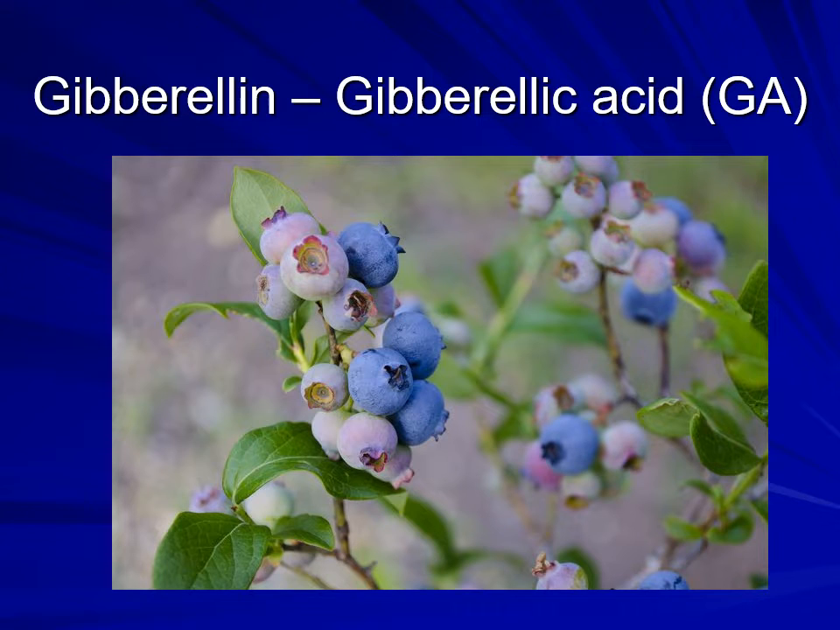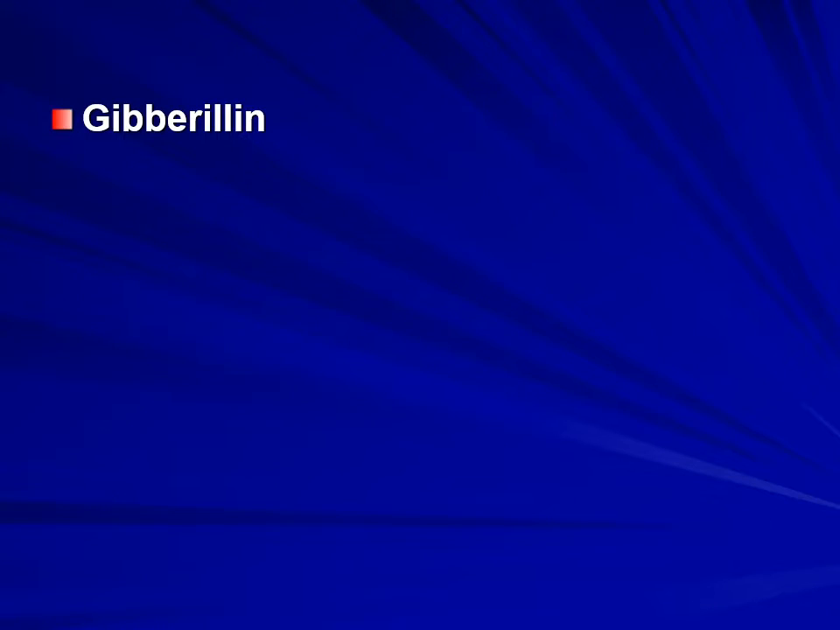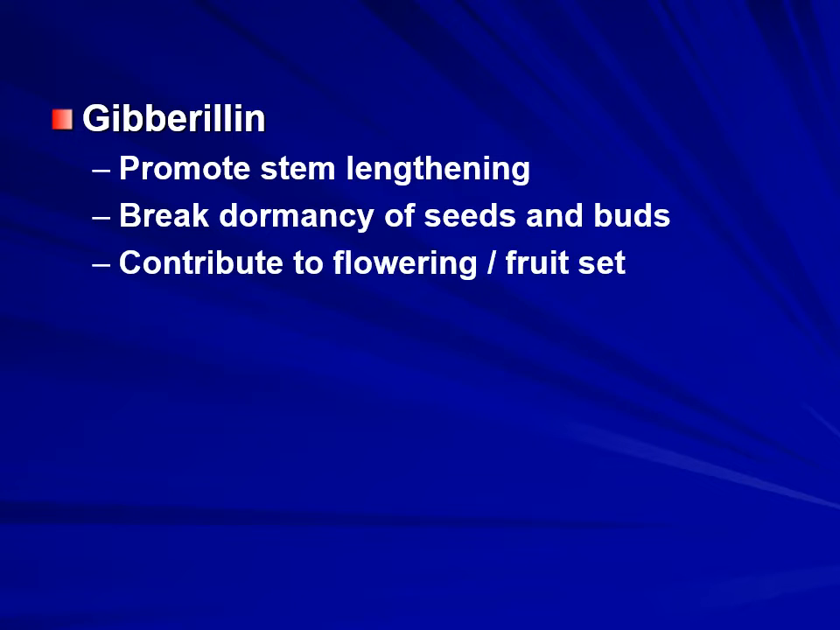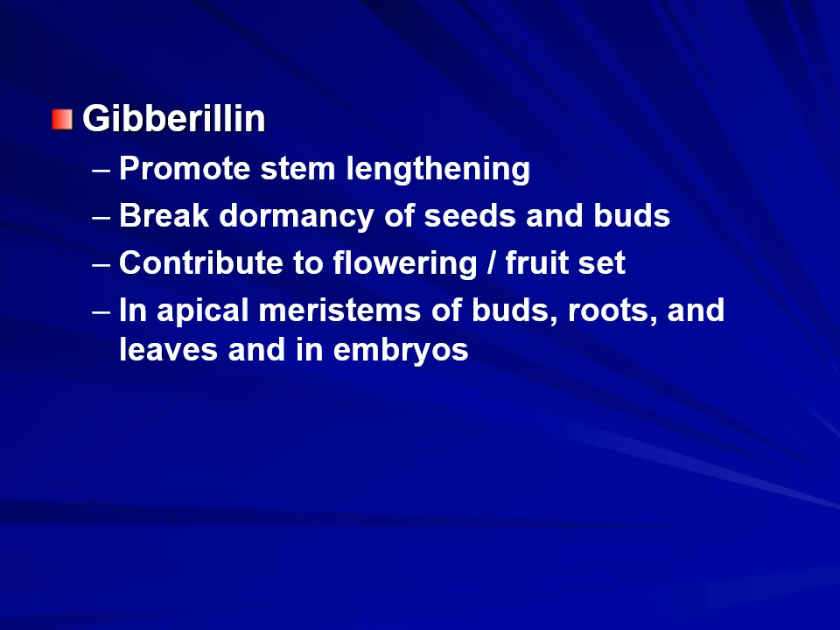Gibberellic acid is used for a lot of really interesting outcomes. In the case of blueberries, it encourages fruit set. So commercial growers will apply gibberellic acid to enhance the berry count on their plants. Gibberellin principally is something that's used to promote stem lengthening, stretch. It's used to break dormancy of seeds and buds. Plays an important role in flowering and fruit set, like with the blueberries.